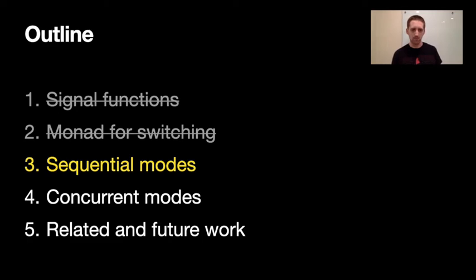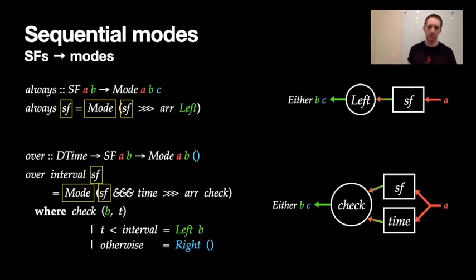So what is this good for? What do we do with this? How do we define these modes and then combine them in sequences? Well, the first and most basic thing to do is to create a mode from a signal function. We can use a couple of different kinds of operators to turn a signal function into a mode. So the most basic of these is always. If we always behave as a certain signal function, we can produce a mode that never terminates, that never switches to something else. It always behaves as the signal function it is given.